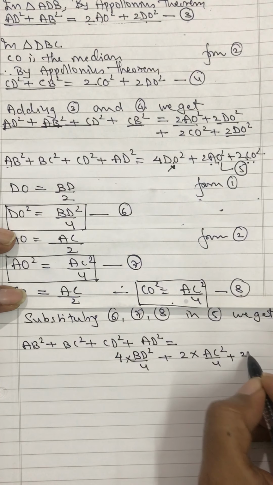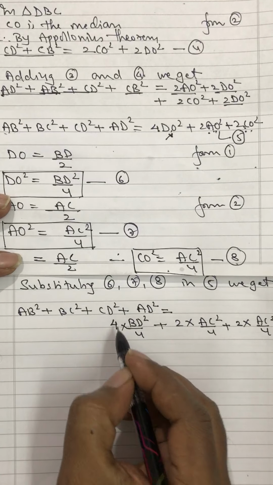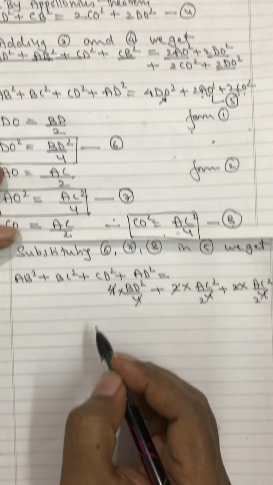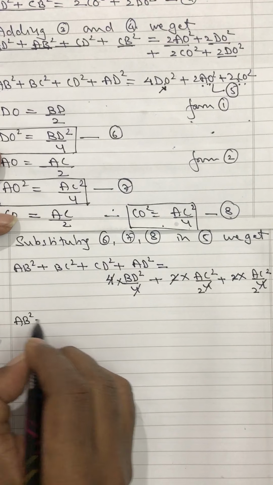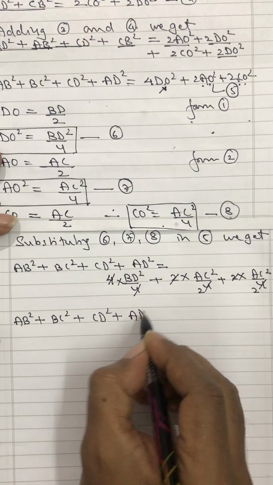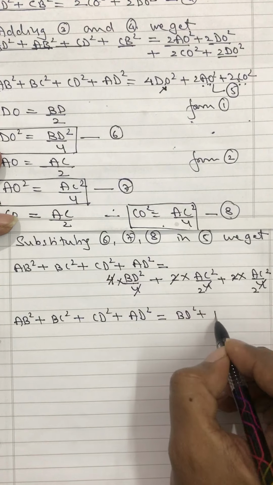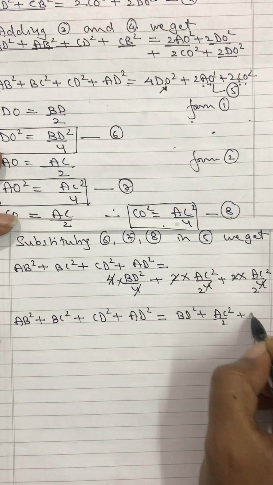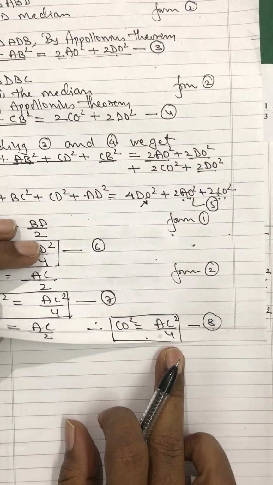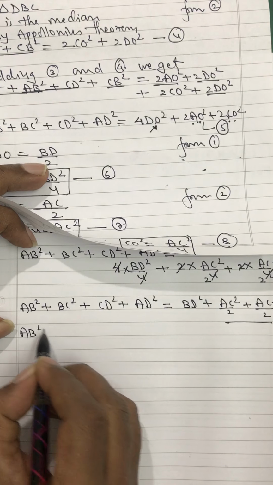2 into CO square. CO square is AC square upon 4. So when I solve, 4 will get cancelled. 2 2s are 4. 2 2s are 4. So what I get is AB square plus BC square plus CD square plus AD square is equal to BD square, which has remained over here, plus AC square upon 2 plus AC square upon 2. So this I can solve. This is over now. I have reached BD square. Fine. This I can't solve further, and no need of solving further.